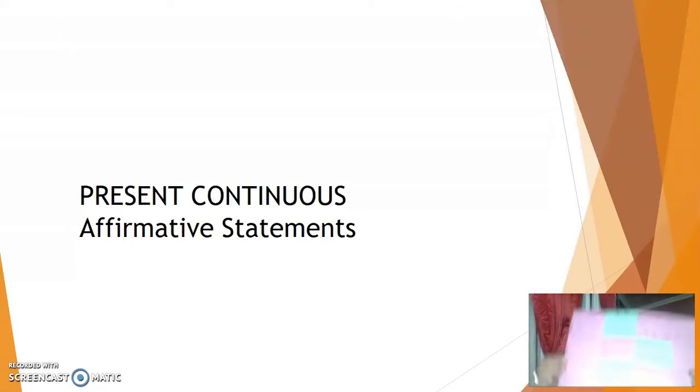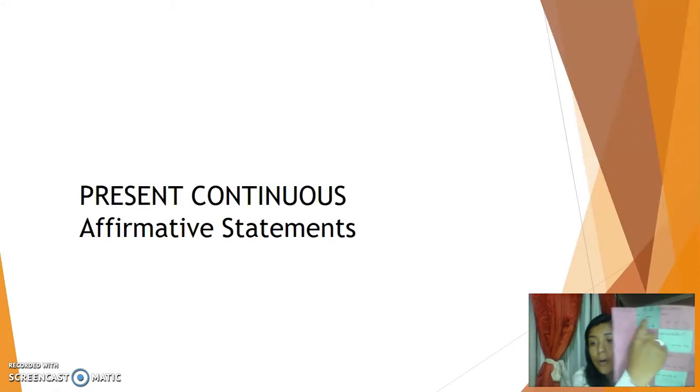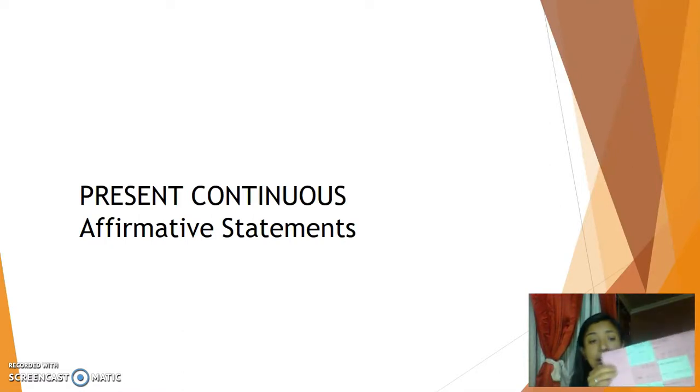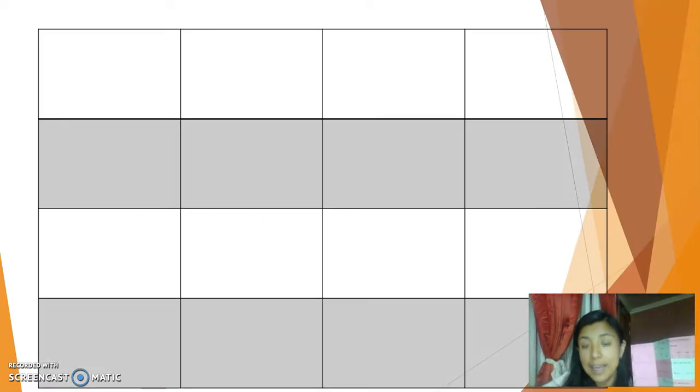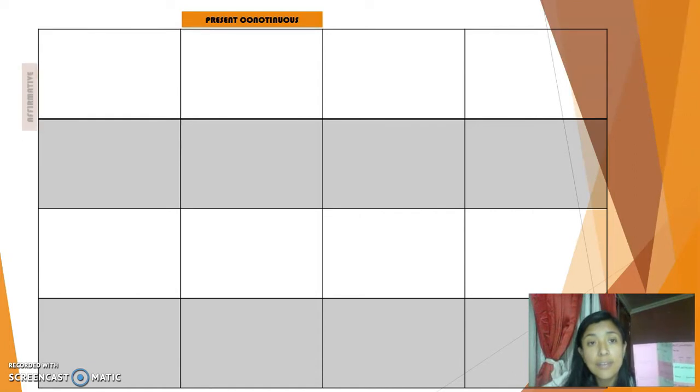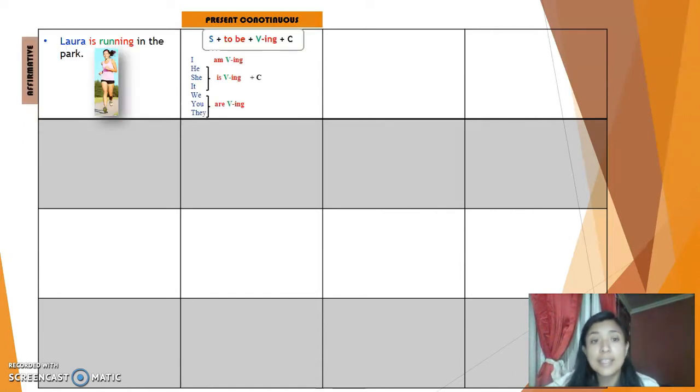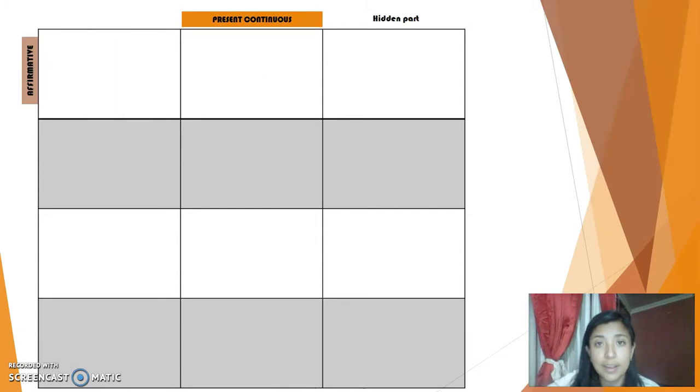Inside of your magic book, you have 4 rows. 1, 2, 3, 4, right? In the first row, we will have affirmative statements. Let's start with affirmative statements of present continuous. The formula is subject plus to be plus verb in ing plus complement. For instance, Laura is running in the park.